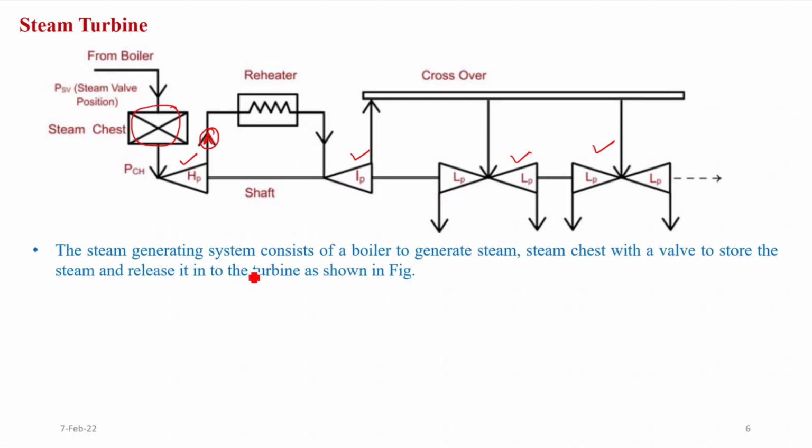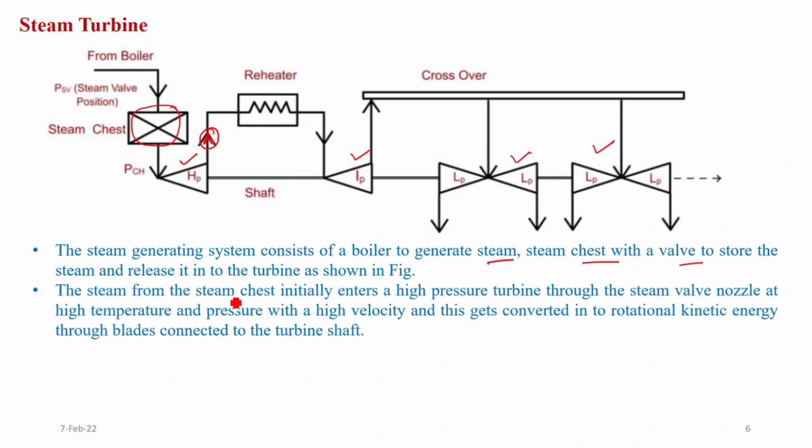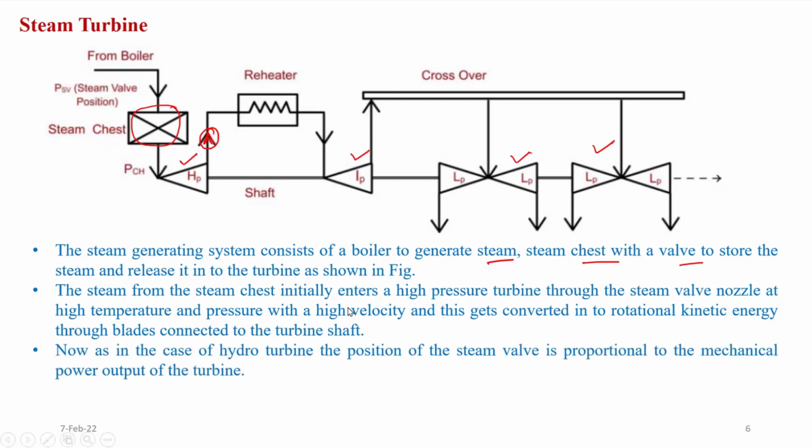So the steam generating system consists of a boiler to generate steam, and a steam chest with a valve to store the steam and release it into the turbine as shown in this figure. The steam from the steam chest initially enters a high pressure turbine through the steam valve nozzle at high temperature and pressure with a high velocity, and this gets converted into rotational kinetic energy through the blades connected to the turbine shaft. Now, as in case of hydro turbine, the position of the steam valve is proportional to the mechanical power output of the turbine.